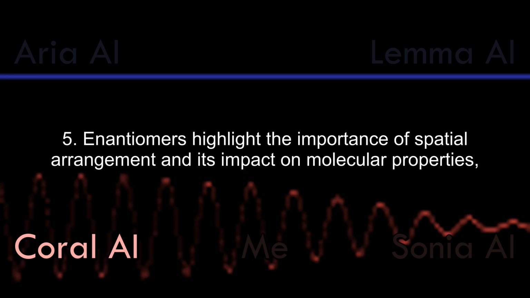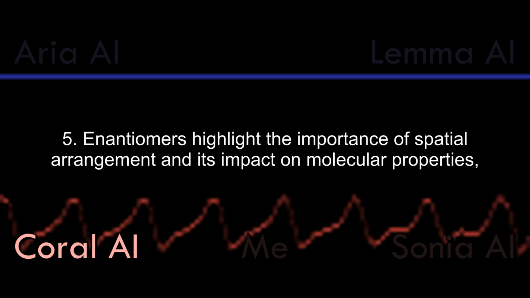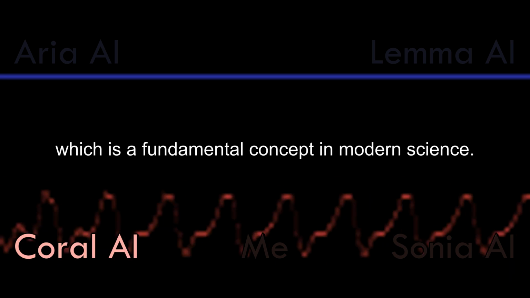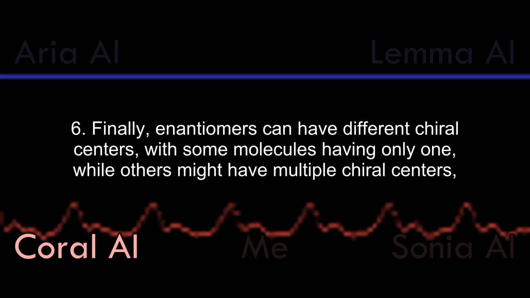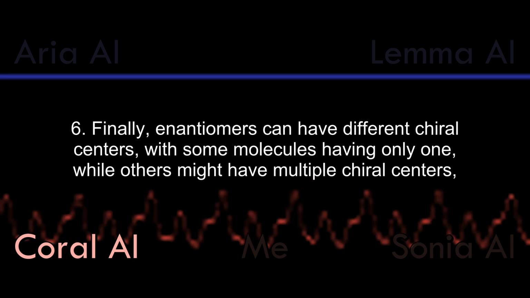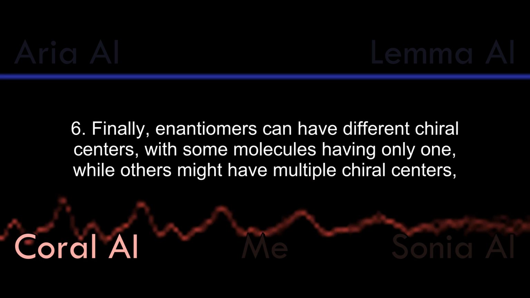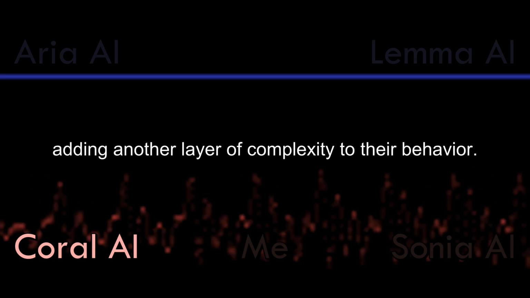5. Enantiomers highlight the importance of spatial arrangement and its impact on molecular properties, which is a fundamental concept in modern science. 6. Finally, enantiomers can have different chiral centers, with some molecules having only one, while others might have multiple chiral centers, adding another layer of complexity to their behavior.